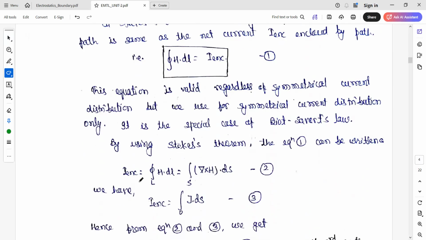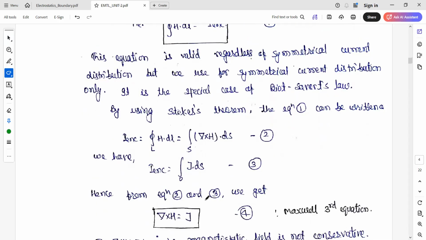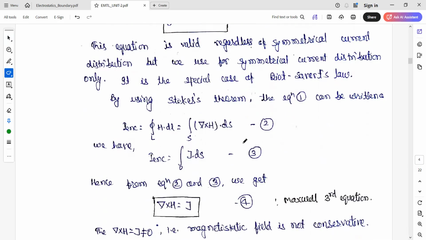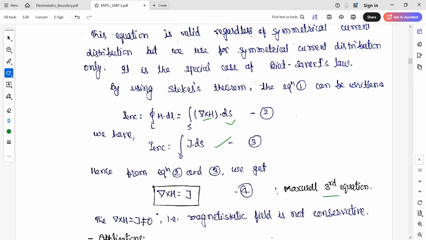So how are we going to prove this? For that, we take the help of Stokes theorem. Stokes theorem says that the line integral of a vector equals the surface integral of the curl of that vector. On that basis, we compare equations 2 and 3. Finally, the LHS is the same, so the RHS must also be the same. That happens when del cross H equals J. This is Maxwell's third equation.